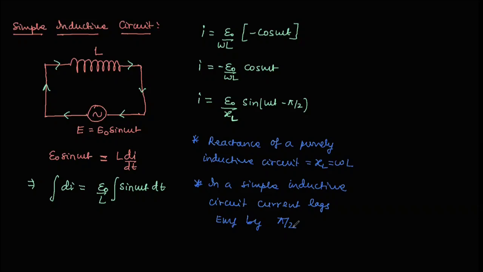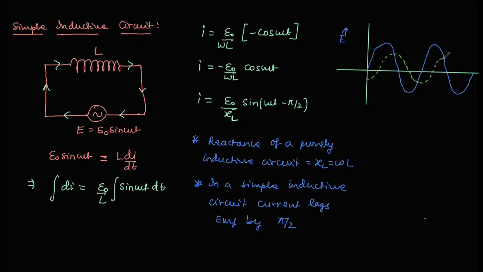And now if I consider this in a graphical sense, if we are drawing a variation of EMF with time, then it is making a graph like this, and the current is lagging behind by pi by 2. So the variation of current with time for a purely inductive circuit is in this way. Current is lagging EMF by pi by 2.